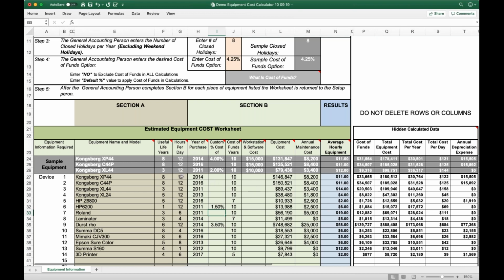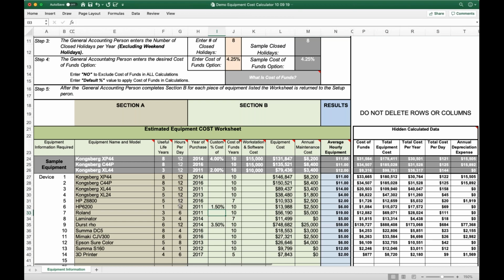Probably the item that has the significant impact is the one with the other items. The first being the default cost of funds. The second is the useful life. And the third is the hours per day.